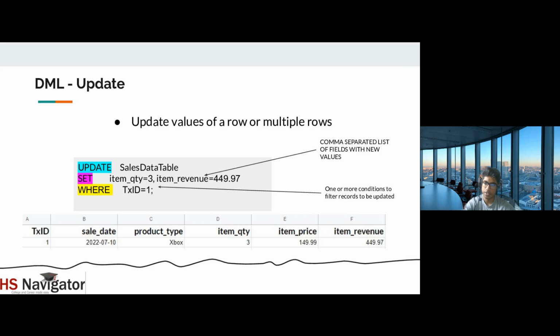So then as you can see, it looks within this table, sales data table, for any row with text ID equal to 1. And as you can see, this has text ID equal to 1. And then within this row, we will be updating item quantity to 3 and item revenue to 449.97.